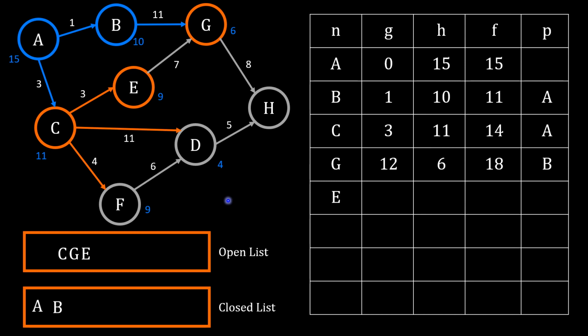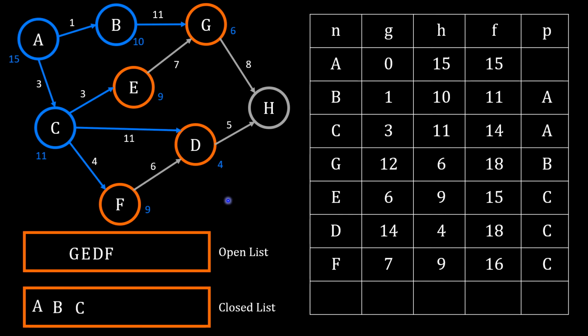C has three neighbors, E, D, and F. So we're going to fill out the features for E. We're going to fill out the features for D. And we're going to fill out the features for F. And they're all going to be added to the open list. This means we've now completed C, and C can move down to that closed list.